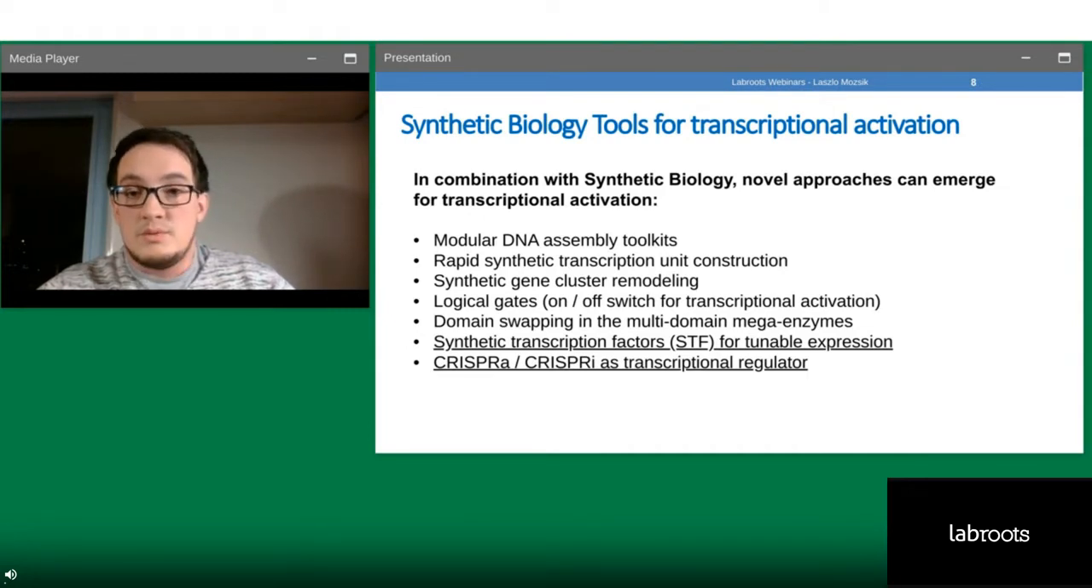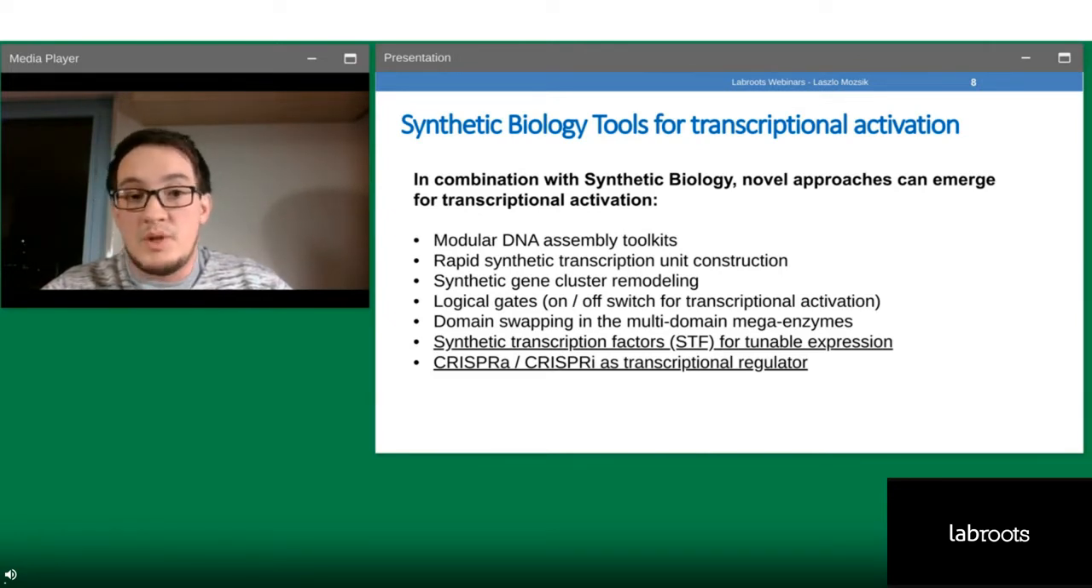With a combination of synthetic biology, we can use new tools for transcriptional activation. Since using synthetic biology, new tools can emerge. For example, modular DNA assembly tools can provide rapid assembly of synthetic transcription units or whole synthetic biosynthetic gene clusters. Or logical gates can also be constructed. For example, we can create on and off switches for transcriptional activation.